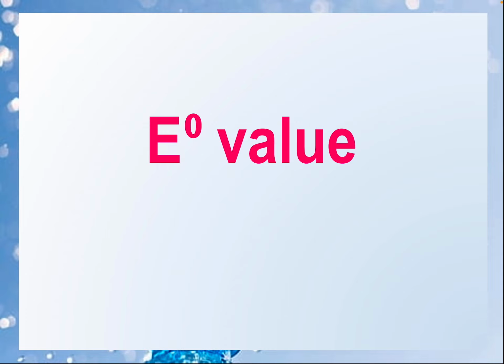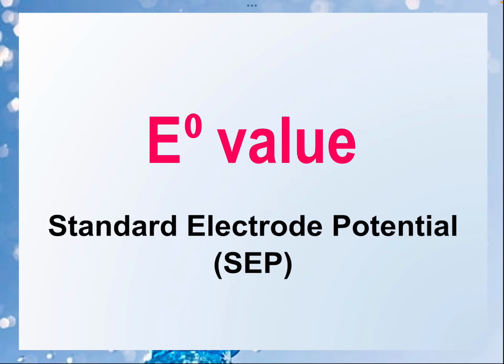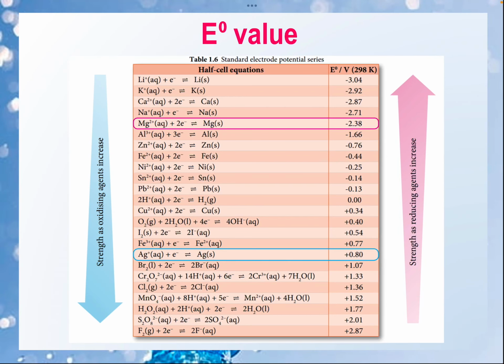Kena ingat balik semula, E0 value is standard electrode potential, which is SEP. So kita guna E0 value. E0 value tu maksudnya nought atas tu value. Jangan salah je, cikgu ingatkan. Now, this is the E0 standard electrode potential series yang kita dah rujuk sebelum ni dalam voltaic cell.